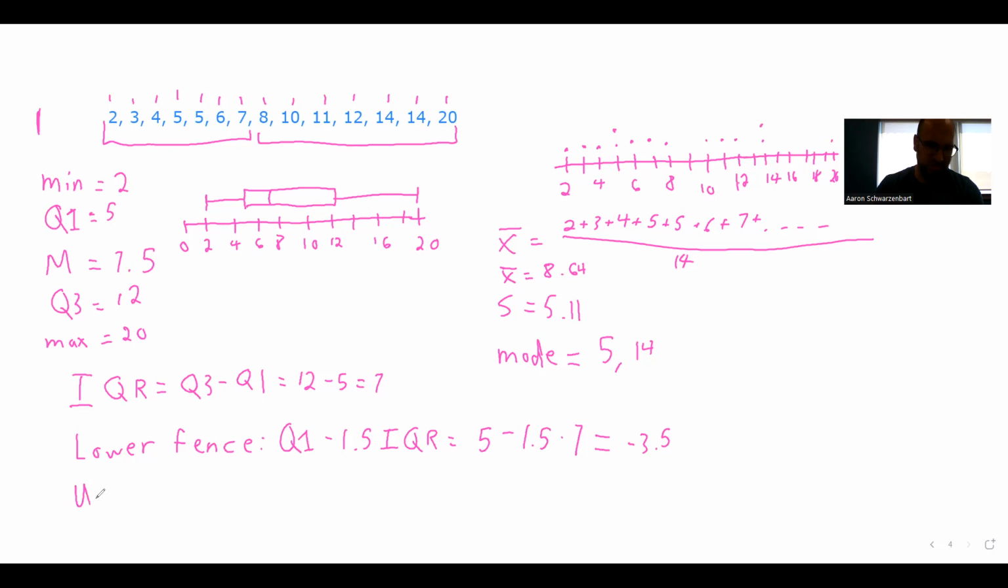Not there. My upper fence is similar, but I'm using my other end. So I'm dealing with quartile 3. Instead of subtracting 1.5 IQR, I add 1.5 IQR. People have asked me why it's 1.5 IQR. Well, that's what the rule says. I didn't make it up, but that's what it says. 1.5 times 7 is 10.5. 12 plus 10.5 is 22.5. So I do not have anything outside my upper and lower fence.